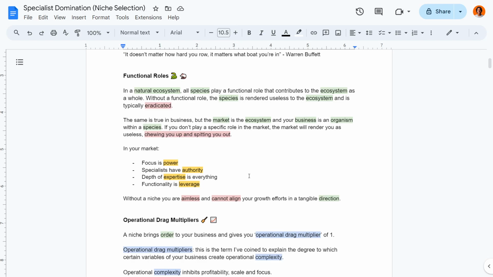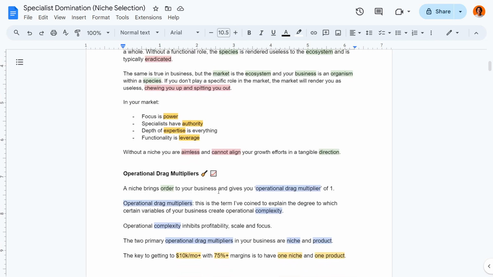Without a niche, you are aimless and cannot align your growth efforts in a tangible direction. What this means is that if you don't have a particular niche, you don't have a particular target, and you cannot align your growth efforts in a particular direction. You are basically aimless, and all the efforts you put into your growth go in multiple directions, not heading one way, and that's why growing or scaling up your business is very difficult.